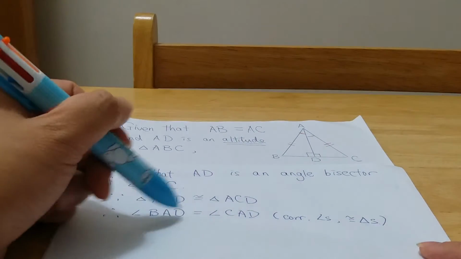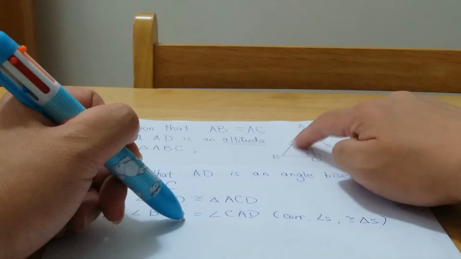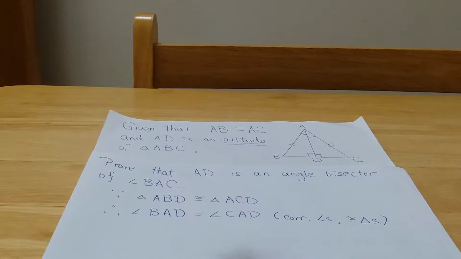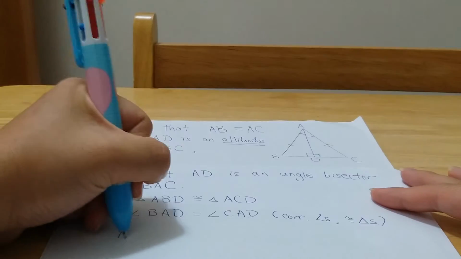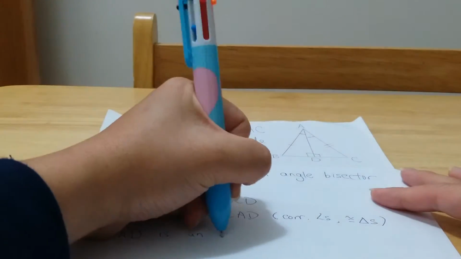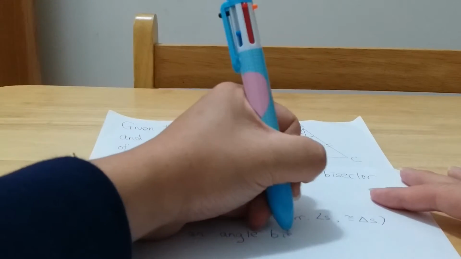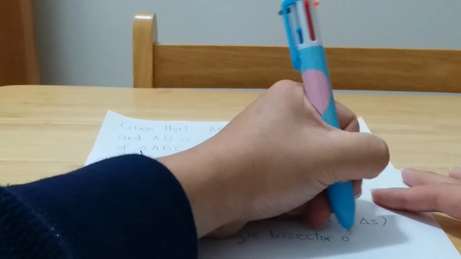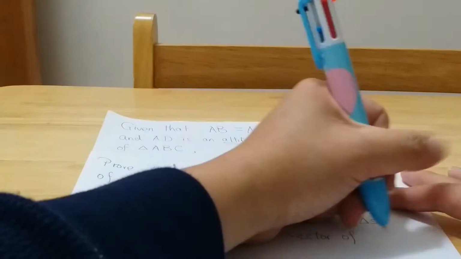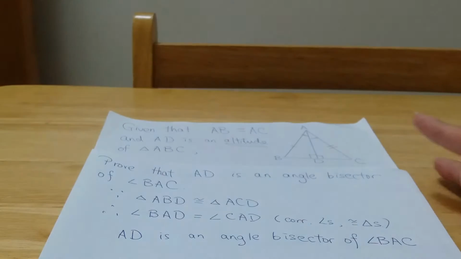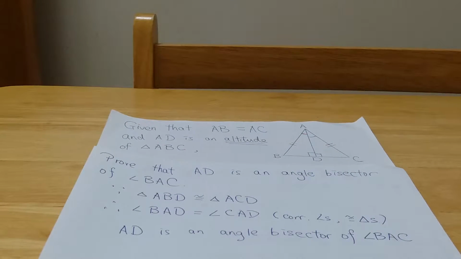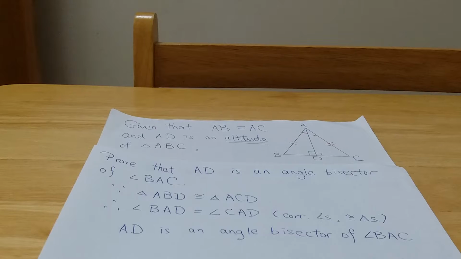So we can write down BAD equals CAD. That means both of them are equal. That means that AD bisects the angle. So AD is an angle bisector of angle BAC. So this is the next part of the question. So what is next? The next one, we are going to prove that the median and also the last one is the perpendicular bisector. So let me stop 30 seconds. You must know how to do this part first.